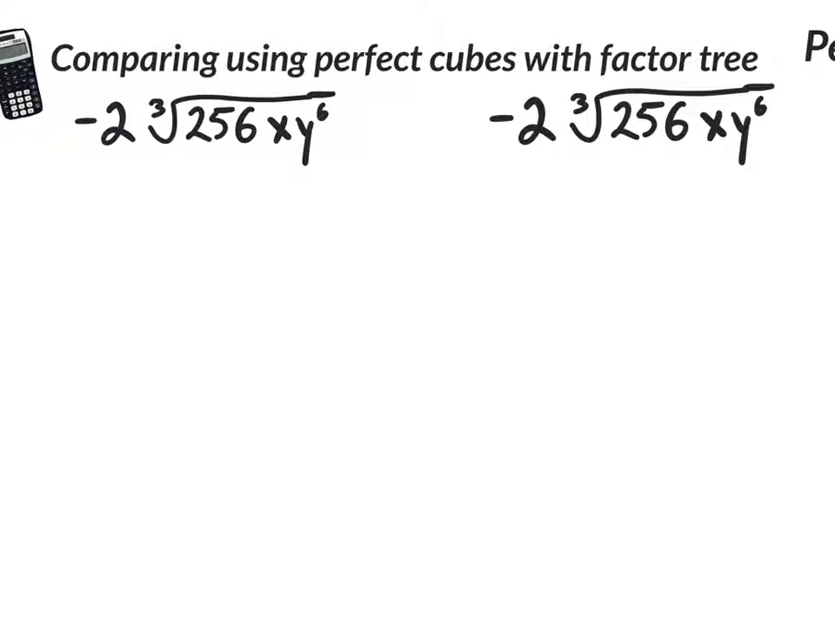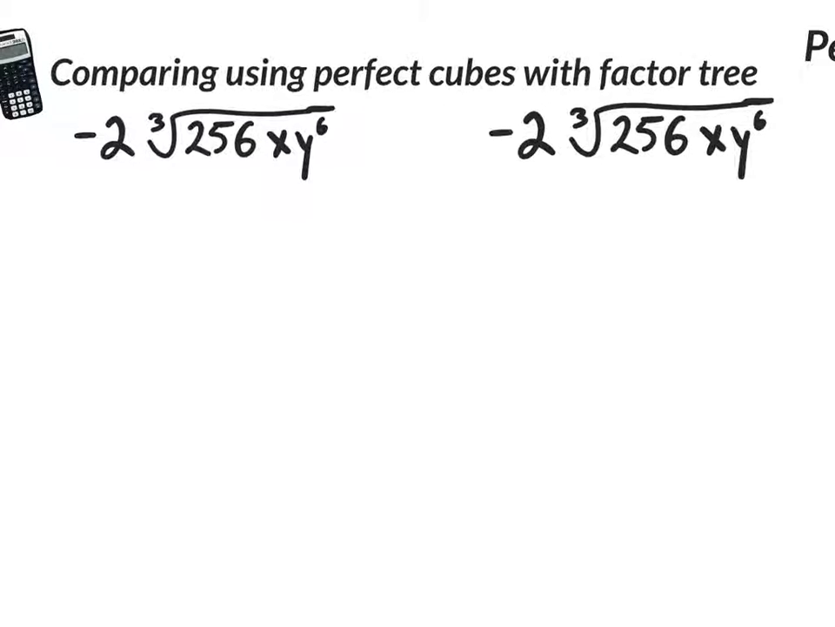So we're going to compare using perfect cubes and rewriting with multiplication, compare that with a factor tree. And of course, you get to pick whatever method you're more comfortable with. It's the same problem written twice. Let me start by using perfect cube values.